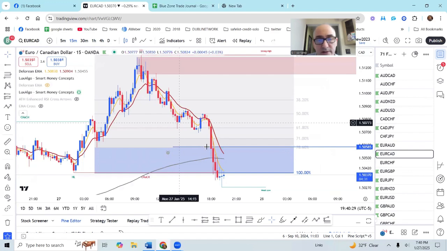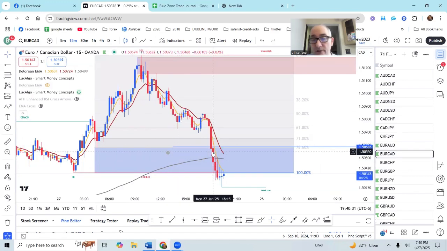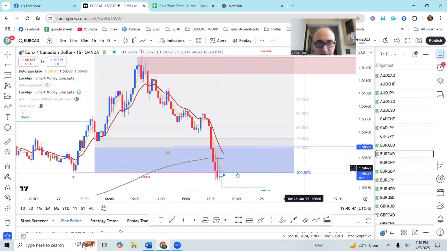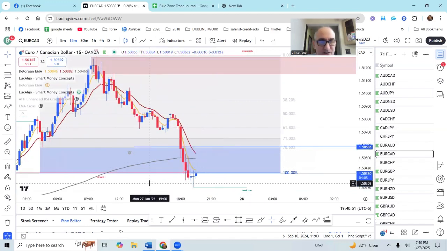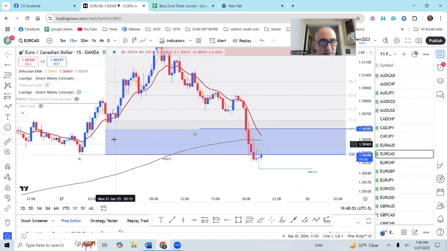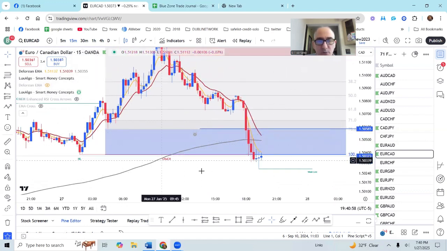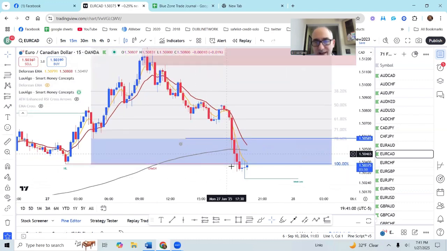EURCAD. Now this one, the alert went off about an hour or so ago for EURCAD, which is a potential long position here. But you can see what has happened is price went right through the blue zone. And in doing so, we got a close outside of the zone. That invalidates the zone. And when that happens, you can see that there's no longer a shaded order block area in here. The order block disappears once it's invalidated.